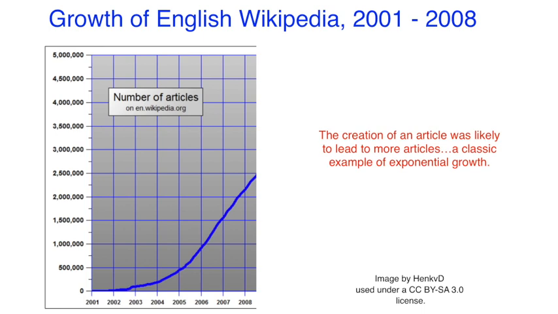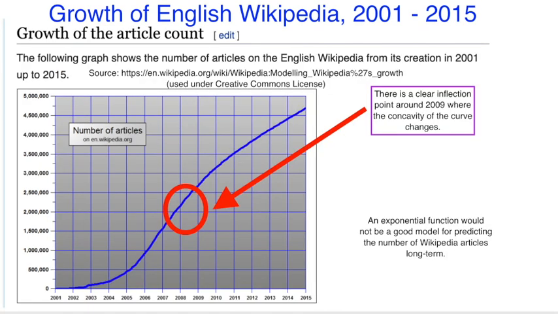predicting future research needs. For instance, if we look at a graph of the number of articles on the English language Wikipedia starting in 2001, the trend shows a classic sign of exponential growth. This would be expected, since each article that is created had the ability to lead to new articles that needed to be created. However, looking at the data over a longer time frame, the exponential trend did not continue.